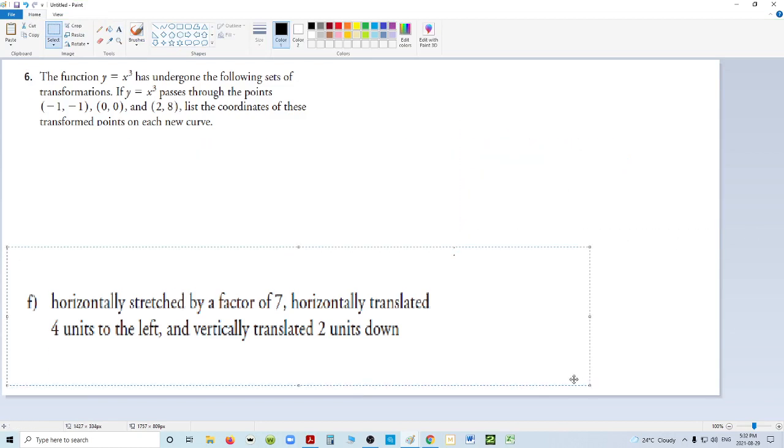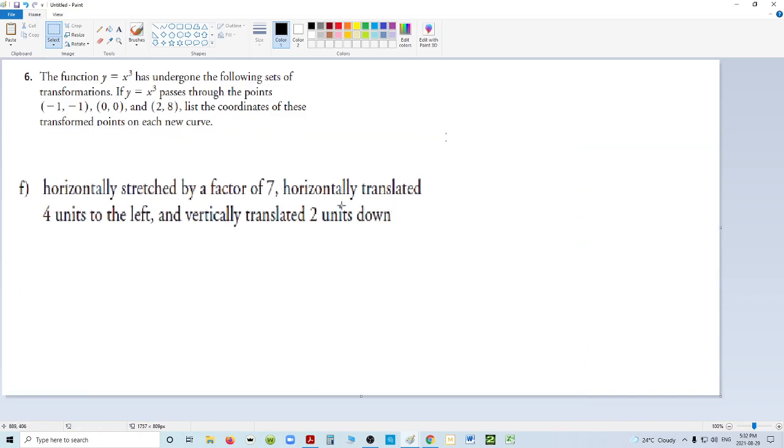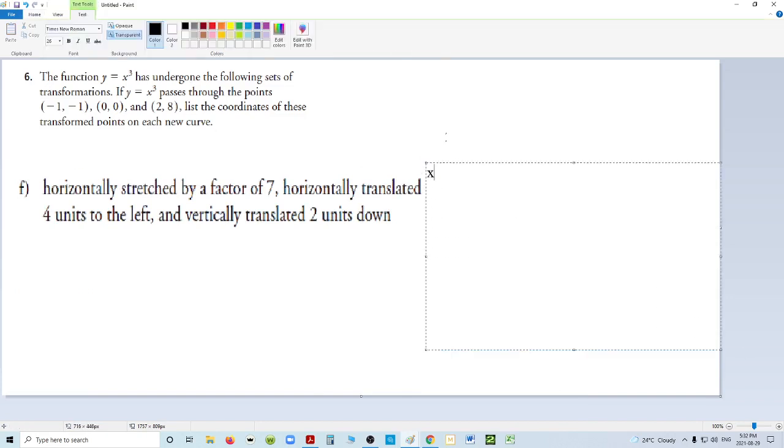And then finally a horizontal stretch by a factor of 7, and a horizontal translation 4 to the left, so they're doing x values when they say horizontal. So you multiply all your x values by 7, and then you subtract 4. And then vertically translated 2 down, so take all your y values and subtract 2, which means -1, -1, the x value I will multiply by 7. So minus 7, and then subtract 4, minus 11. And then just subtract 2 for your y values.